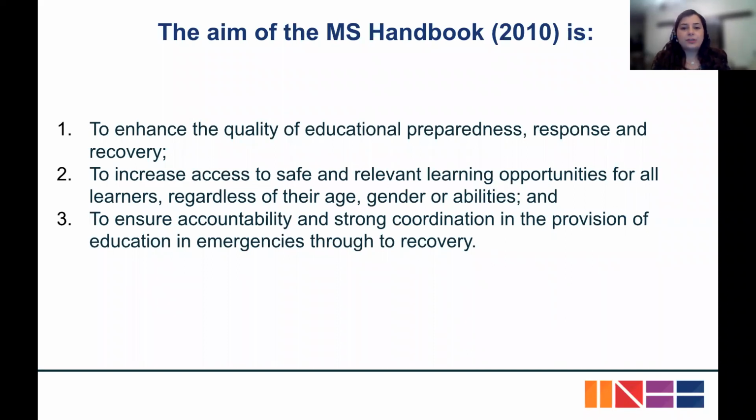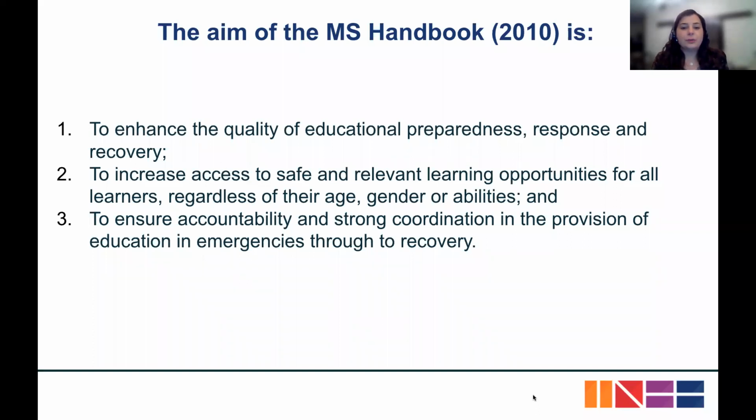The aim of the Minimum Standards Handbook, which can be found translated into many languages on the INEE website, is one, to enhance the quality of educational preparedness, response, and recovery. Two, to increase access to safe and relevant learning opportunities for all learners, regardless of their age, gender, or abilities. And three, to ensure accountability and strong coordination in the provision of education in emergencies through to recovery. INEE is embarking on reviewing the current edition of the INEE Minimum Standards 2010 with an inclusive education lens, with a particular focus on disability and gender. More details will be shared by other panelists and colleagues today.